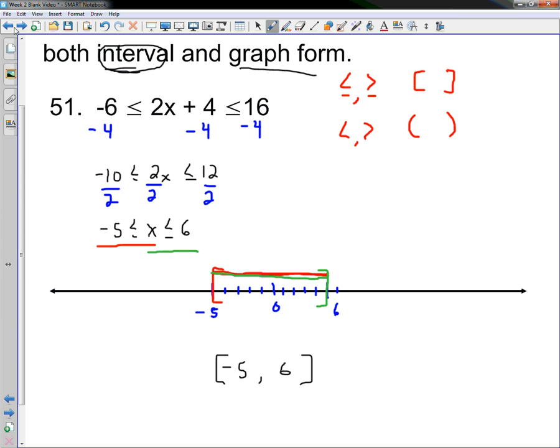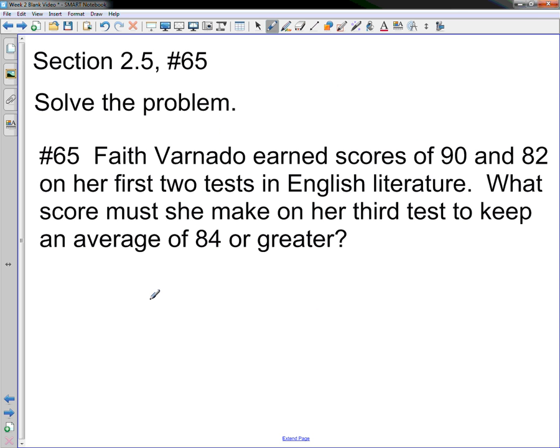Let's look at a word problem dealing with our inequalities. So Faith earned scores of 90 and 82 on her first two tests in English literature. What score must she make on her third test to keep an average of 84 or greater? Okay, so we're finding an average. So we need to remember how to find an average of numbers. Well, to find the average of numbers, we add the results up and we divide by the number of items.